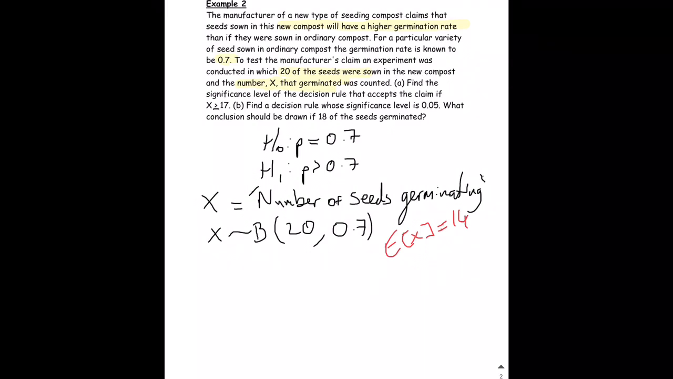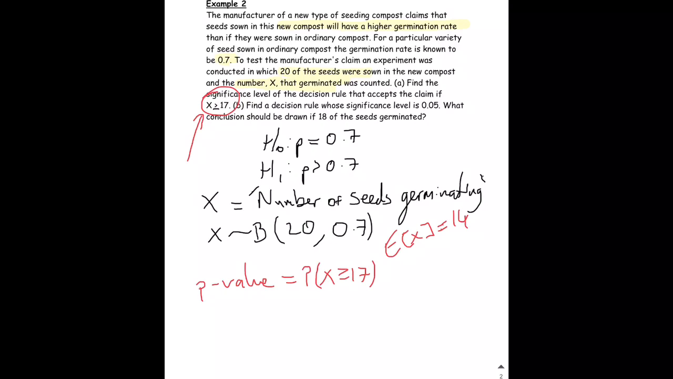In this case, they've given us the rule. They've said, what is the significance level of this? Well, remember, the significance level is the probability of your critical region. That's what it is. It's the probability where you start rejecting H0. Well, I start rejecting H0 apparently if X is greater than or equal to 17. That's what this decision rule tells me.